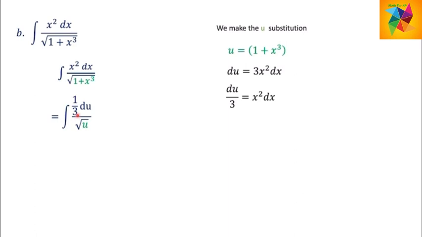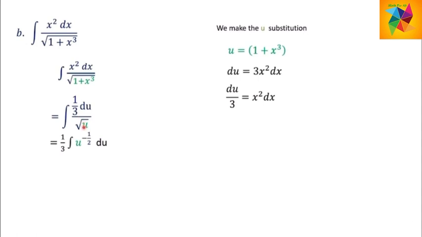So we write our integral, and instead of x squared dx, we just write du over 3. That's the same thing as 1/3 du divided by radical u. Remember that u is the same thing as 1 plus x cubed. Now we bring the constant outside, and we bring the u from downstairs to upstairs, from denominator to numerator. When you bring it up, the exponent becomes negative.